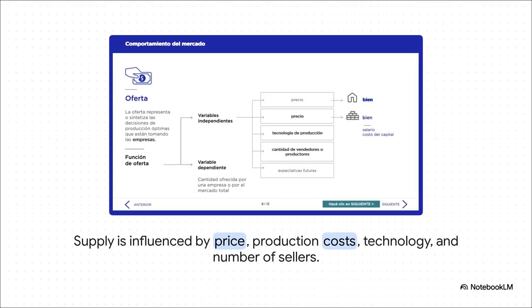And just like demand, supply isn't set in stone. It's influenced by a few key things. The cost of production, like wages or raw materials, that's a huge one. So is technology. A new, more efficient coffee machine can really boost supply.